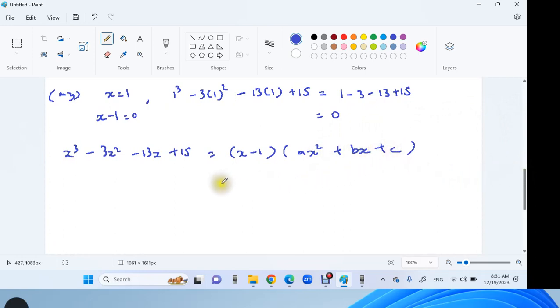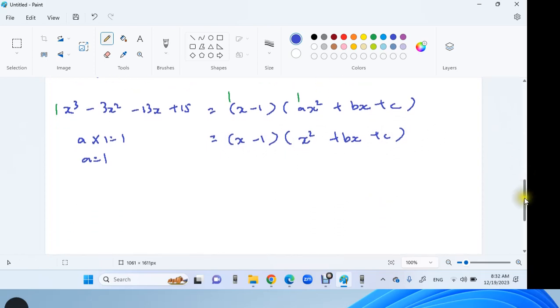So I will encourage you to use the long division instead of using this method. So we know that the coefficient of cube is 1. So that means we have this one multiply this one, then it will become 1. So a times 1 equal to 1. Therefore a equal to 1. So since a equal to 1, then this one will become x minus 1, x squared plus bx plus c.